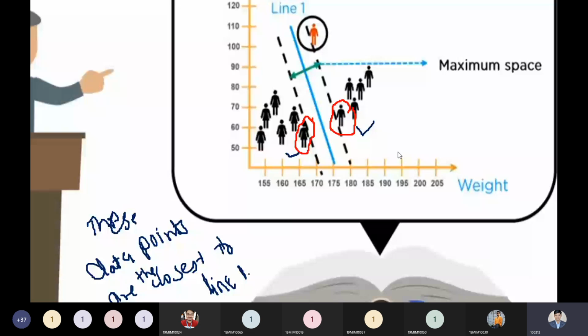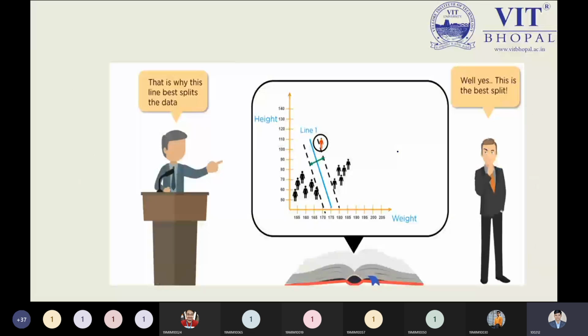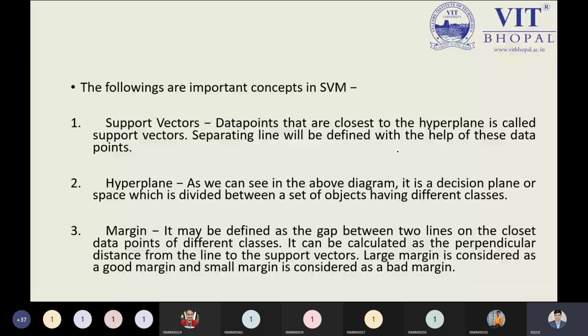Next we are talking about the hyperplane. What is meant by the hyperplane? As you can see in the previous diagram, it is a decision plane. See, this is line one. Line one is also known as the hyperplane. It is a decision plane, or we can say a decision boundary, or space that is divided between the sets of objects having different classes. So here we have two different classes, male class and female class, and margin.